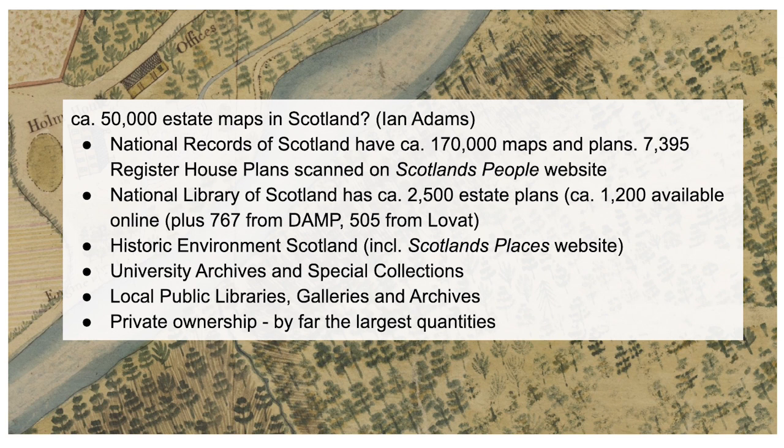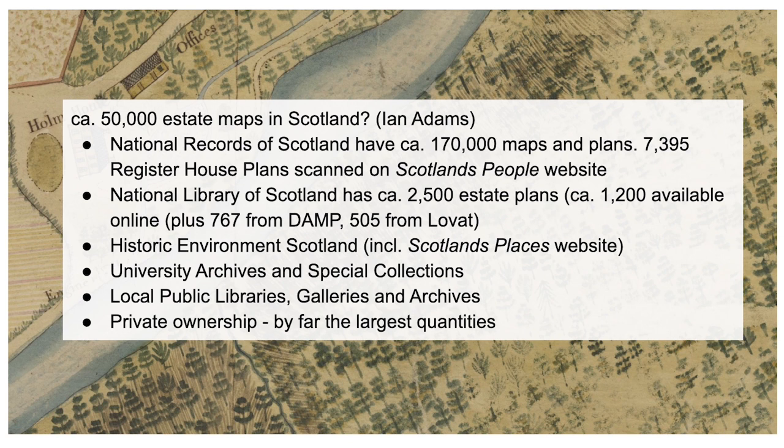NLS, we have around 2,500 estate maps. Only 1,200 available online, and the reasons for this are primarily due to the fragility of the estate mapping, the fact that it's bound or sometimes very large, and we lack the technical means to safely copy it. And so it's something that we hope to chip away at and improve on. And to that number have come the extremely important and useful numbers from DAMP and also from the Lovat estate mapping project.